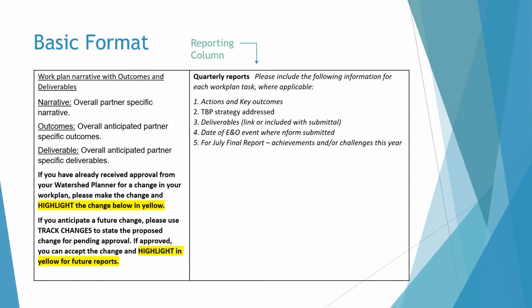Deliverables, which are not common but can be included. The date of the education and outreach event where an end form was submitted, also not common but for outreach events. And for the final report only, achievements and/or challenges for the agreement year. We will be focusing mostly on number 1, which is the most useful info for the Basin Planner, actions and key outcomes, and number 5, the achievements and/or challenges later in the year.